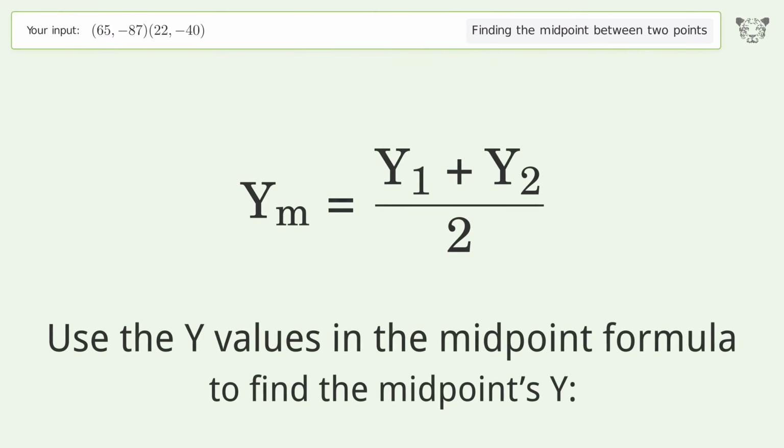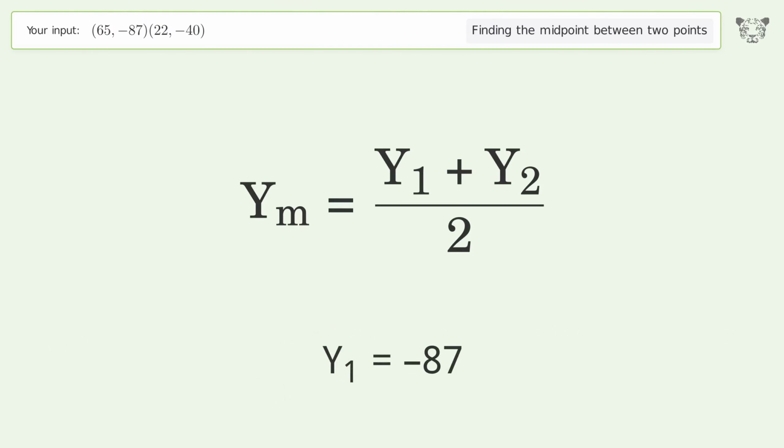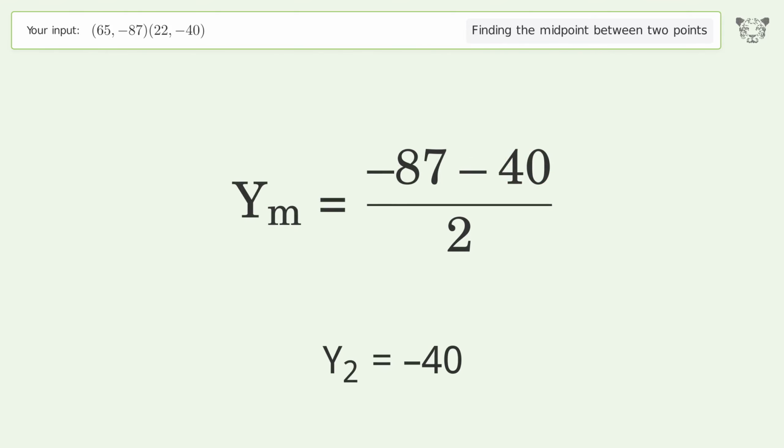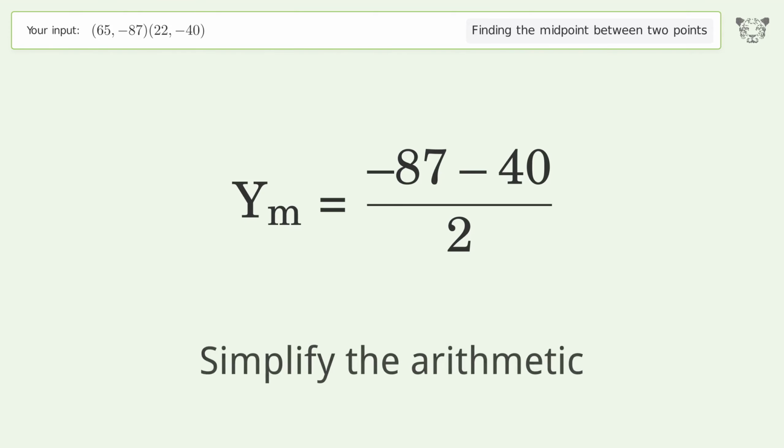Use the y values in the midpoint formula to find the midpoint's y. y1 equals negative 87. y2 equals negative 40. Simplify the arithmetic.